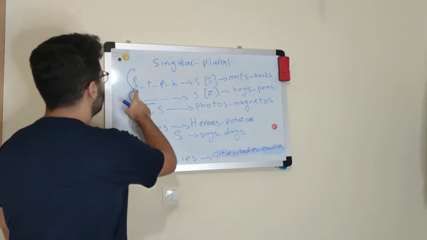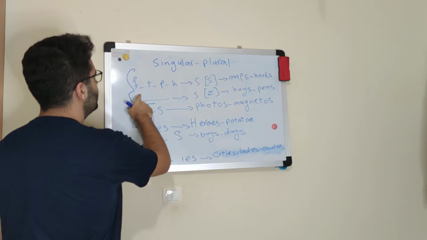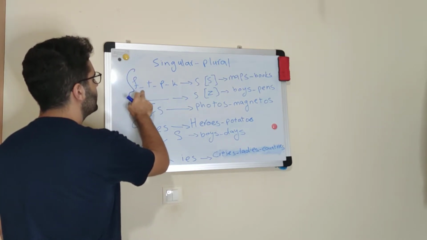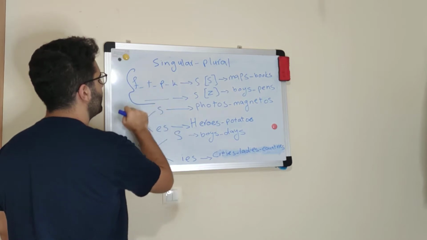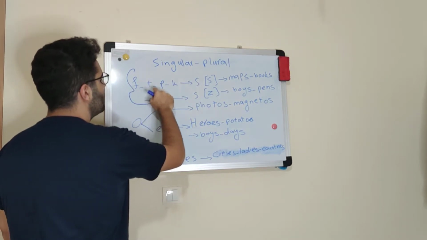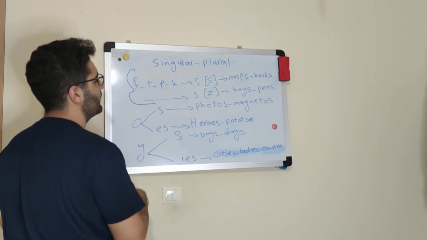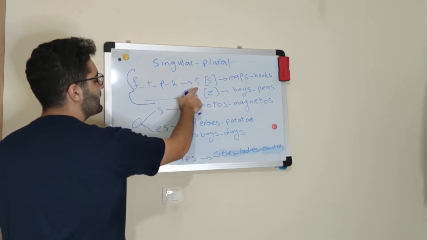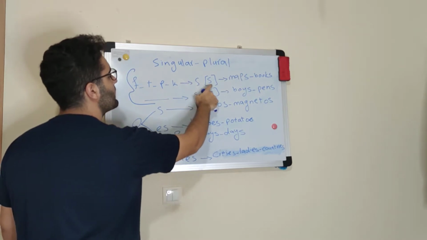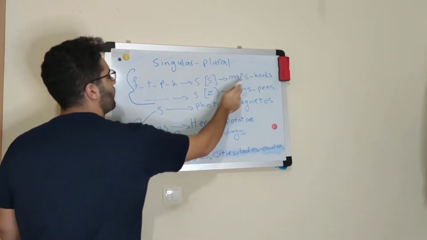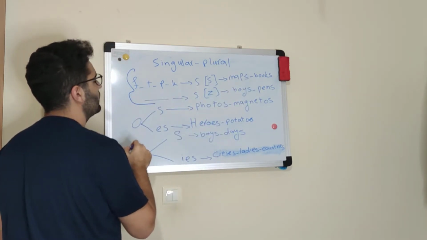Okay, the first general rule is divided into two parts. First part is the words that end in F, T, P, K. These words would turn into plural only by adding an S to the end of them. This S would be pronounced as S, like what? Map, maps, book, books.